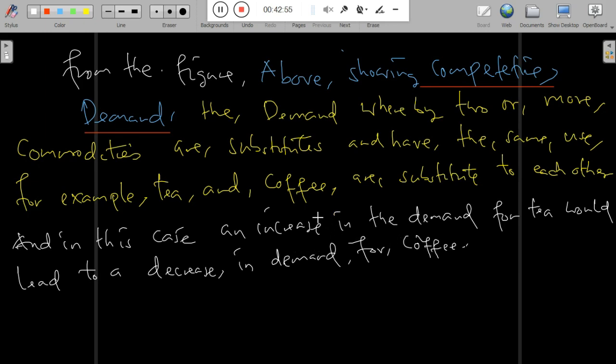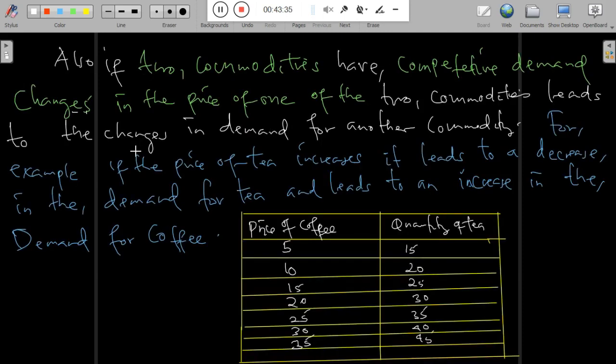So if two commodities have competitive demand, changes in the price of one of the two commodities lead to changes in demand for another commodity. For example, if the price of tea increases, it leads to a decrease in demand for tea and leads to an increase in demand for coffee.